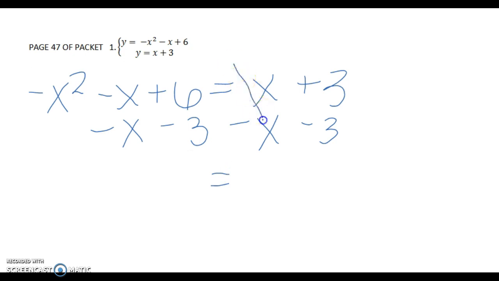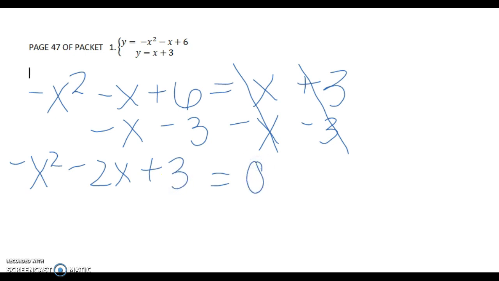Now on this right-hand side, my x's and the 3 minus 3 cancels out. On the left-hand side, I'll have negative x squared. Negative x minus x gives me negative 2x, and 6 minus 3 is a positive 3. I just have a 0 on this side of my equation. From here, I'm left with a quadratic that's equal to 0. So in order to solve this, I am going to factor.